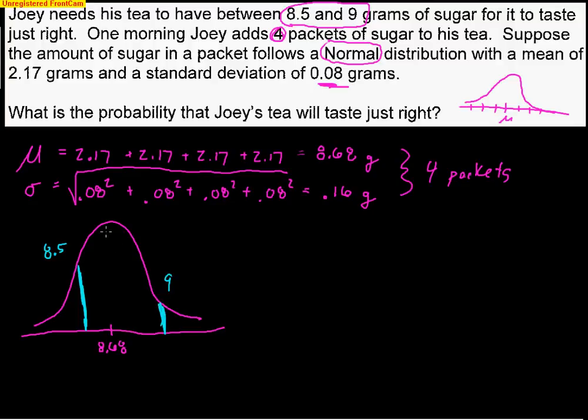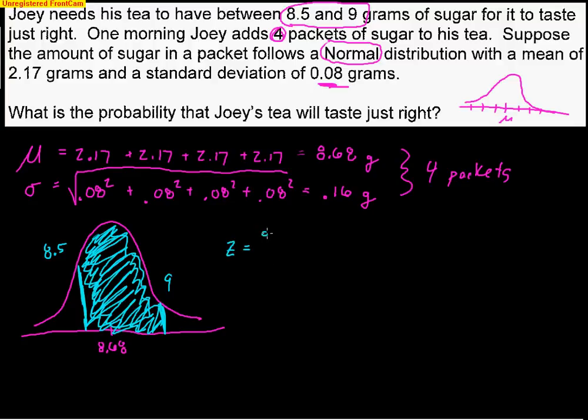And as long as I'm between 8.5 and 9 for my 4 packets of sugar, as long as I'm in this area, I'm pretty happy. So how do I find the probability that I'm in this blue area? Well, I need to find my z-score for 8.5 and my z-score for 9. So let's do that real quick.